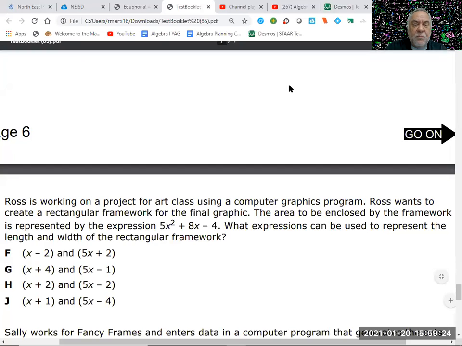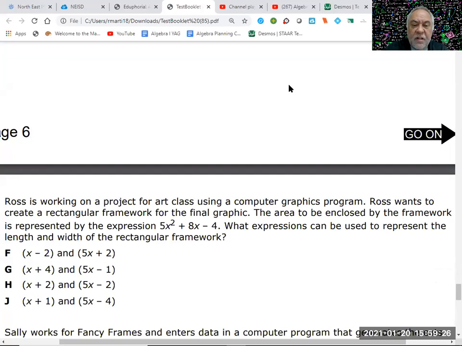Let's look at this problem here. Ross is working on a project for art class using a computer graphics program. Ross wants to create a rectangular framework for the final graphic. The area being enclosed by the framework is represented by the expression 5x squared plus 8x minus 4. What expressions can be used to represent the length and width of the rectangular framework? Length times width is the area, so that means they're looking for the two factors.